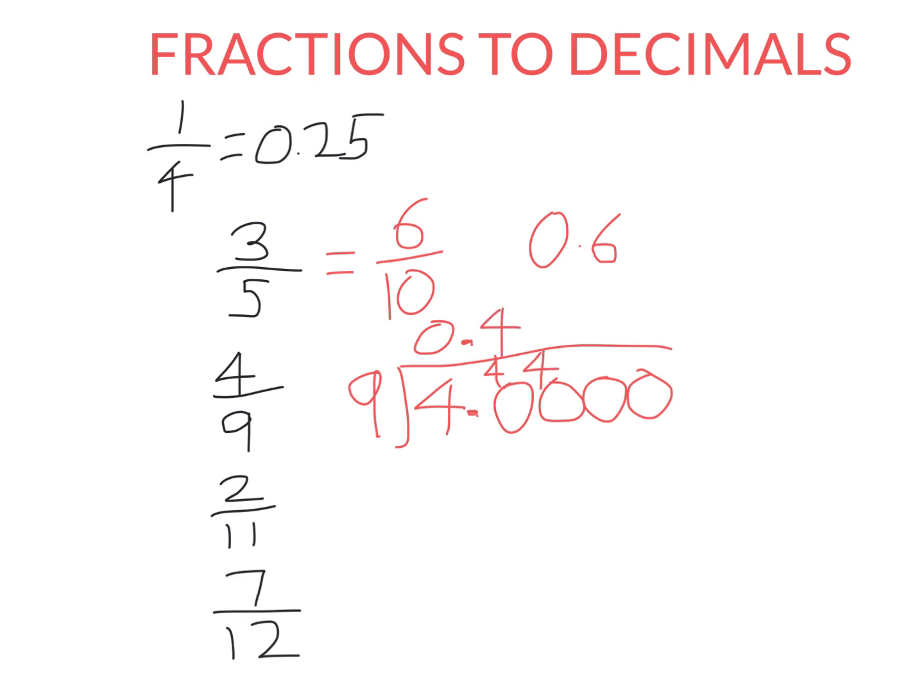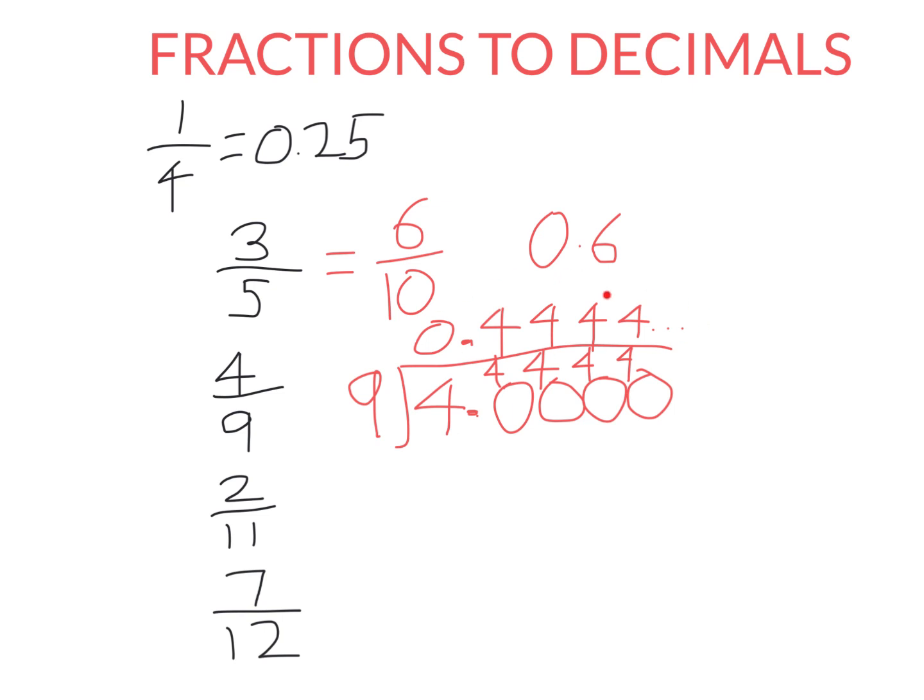How many times does 9 go into 40? It goes 4 times, remainder 4, and again 4 times, remainder 4. And you can probably see now that this is just going to go on forever and ever. Every time we're going to get 9 into 40, it's going to go 4 times with a 4 remainder.